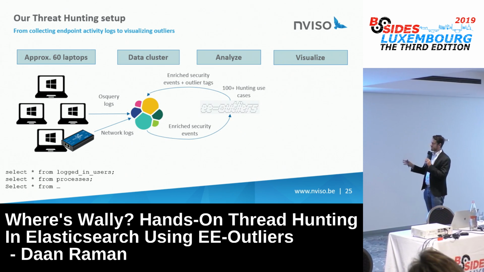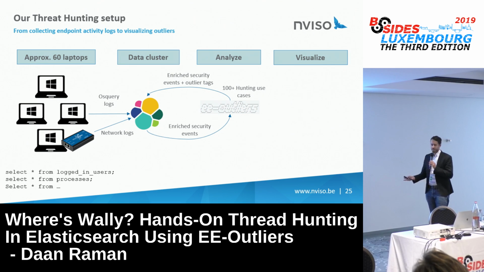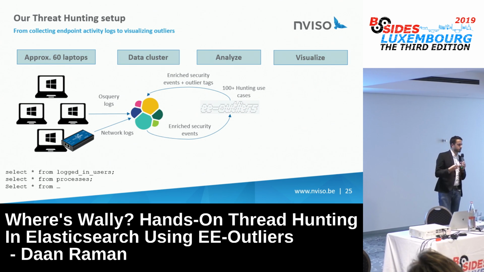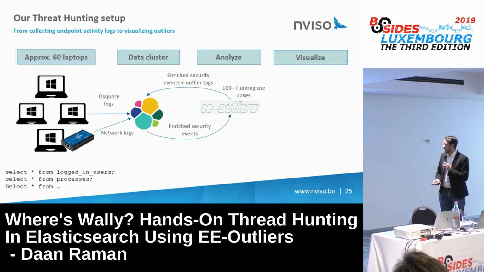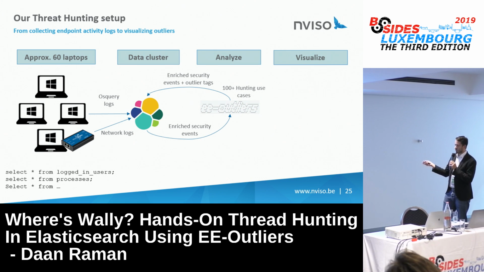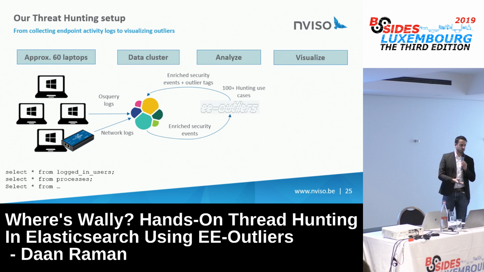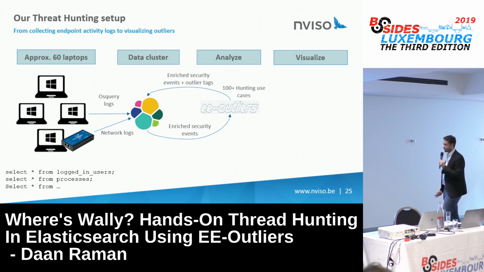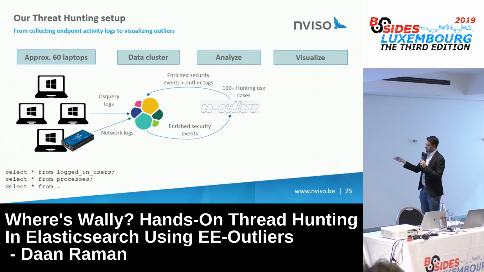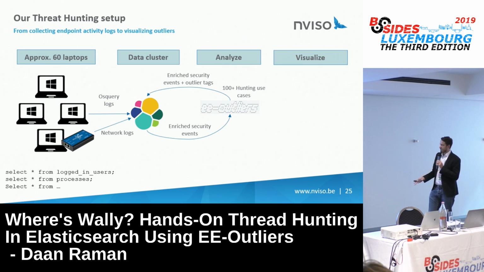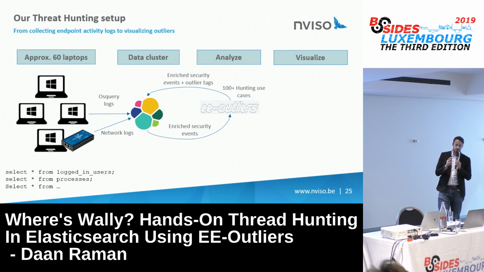We dump all of those events in Elasticsearch. They are enriched with asset information, with country information, and so on. And then basically we have a whole set of use cases, just like the one I showed you, but about 100 that we define for our own environment, that are then run historically through EE-Outliers, let's say the last 7 days, and that we do each day. And the only thing it does, it adds new tags to the event. So it's never going to delete or insert new documents. It's just updating.